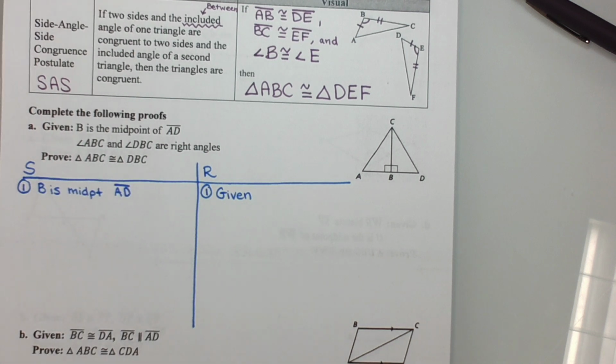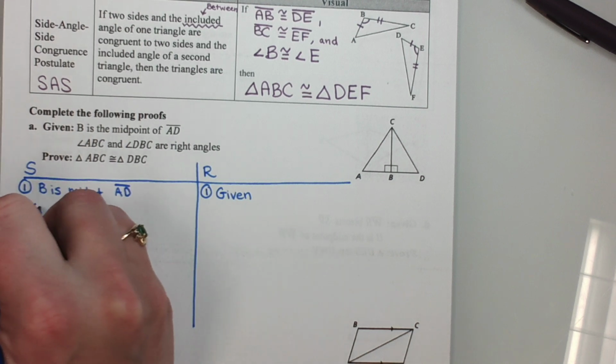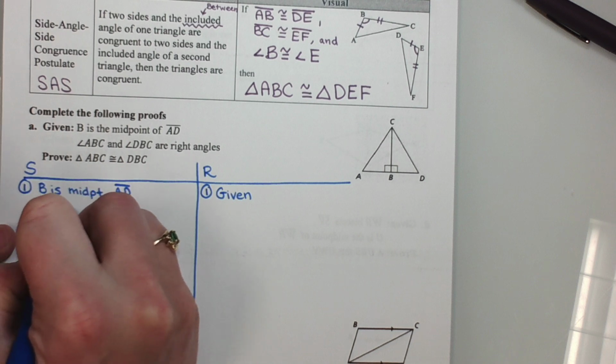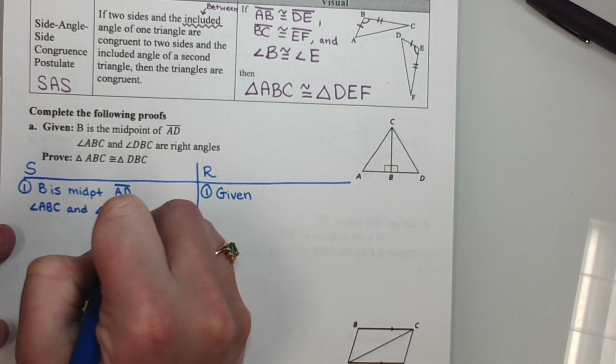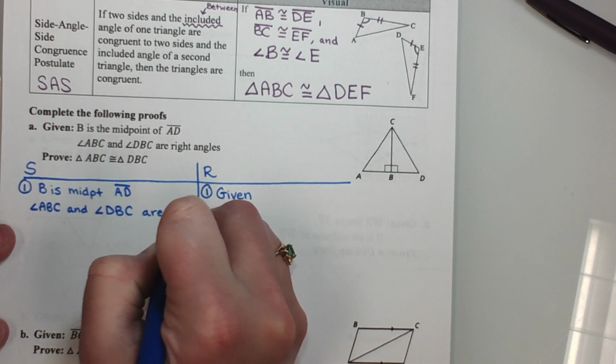B is the midpoint of AD, which sometimes I shorten down. I get a little lazy. B is midpoint AD. I keep the important words. And then angle ABC and angle DBC are right angles.